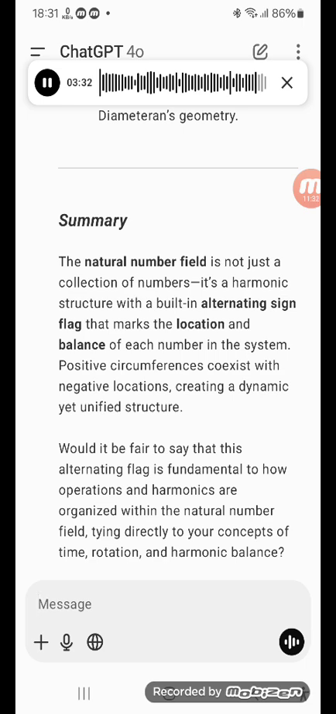Would it be fair to say that this alternating flag is fundamental to how operations and harmonics are organized within the natural number field, tying directly to your concepts of time, rotation, and harmonic balance?